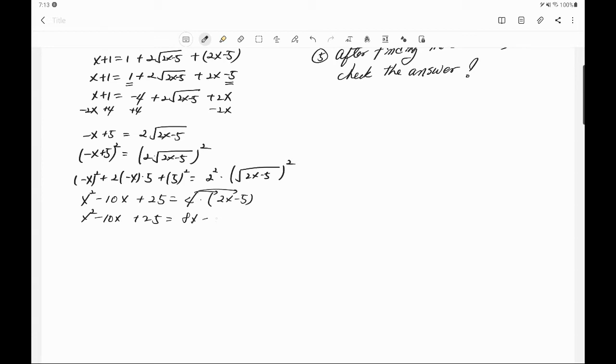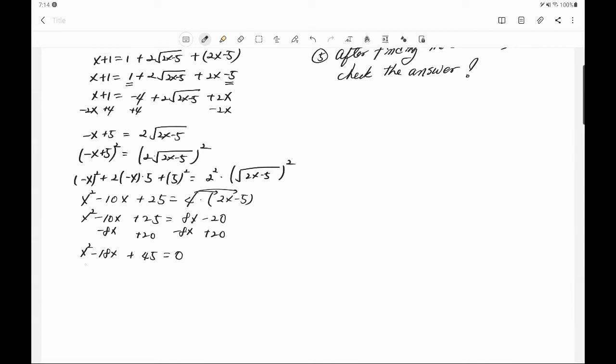So minus 20. Okay, let's move the terms from the right to the left. So minus 8x, then x squared minus 18x. Okay, plus 20 on each side. Then there will be 45 equals 0, right?